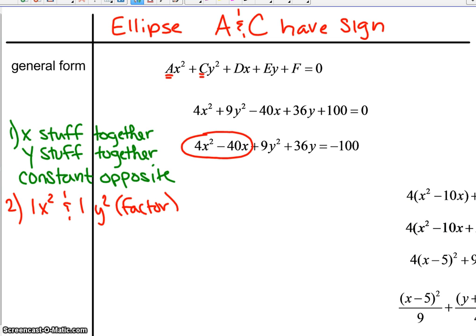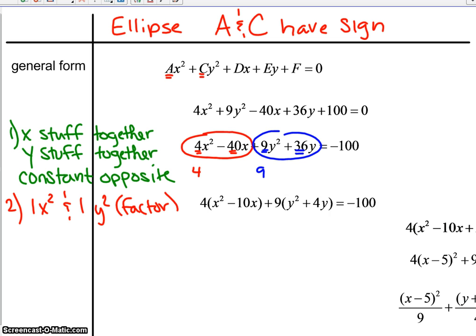So I look for a common factor between the 4 and the 40, which we're going to see here in a second is 4. I need to look at my y pieces and find a common piece there as well, which is 9. And so when I do that, I took the 4 out of the 4x squared, the 4 out of the 40, so now in the parentheses is x squared minus 10x. Did the same thing with the y's.